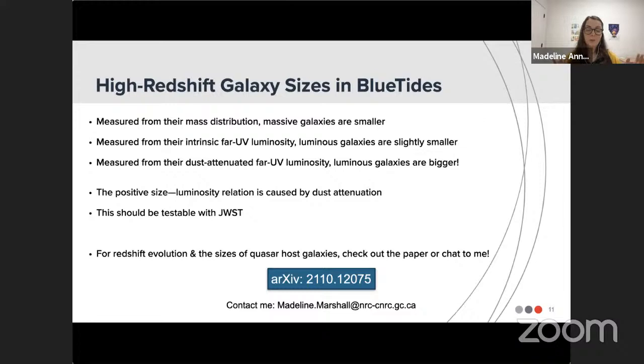So today I really spoke about just what's going on at redshift 7 for our galaxies, but in the paper, we also studied redshift evolution and the sizes of quasar host galaxies. So if you're interested in either of those things, please check out the paper or feel free to chat to me on the Slack or by email.